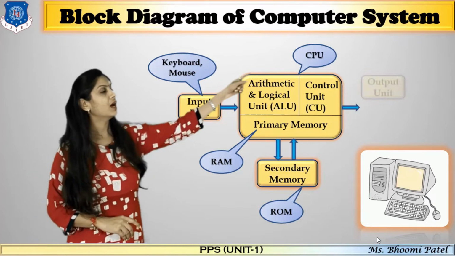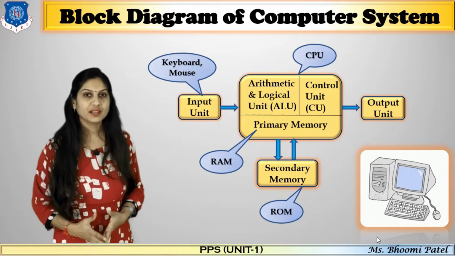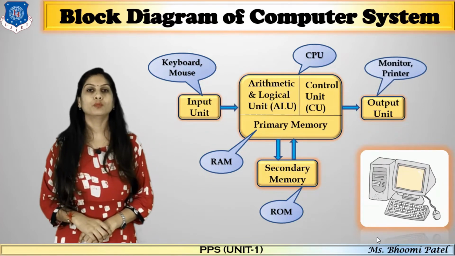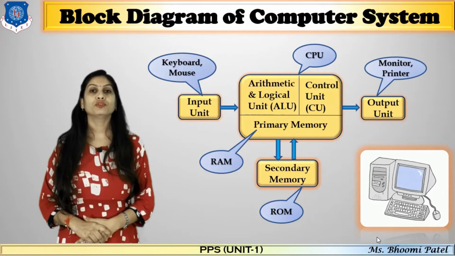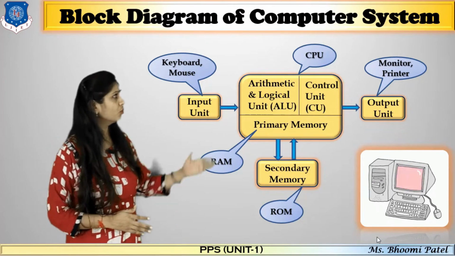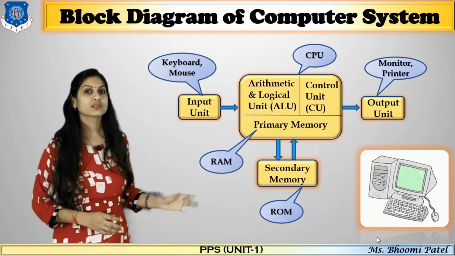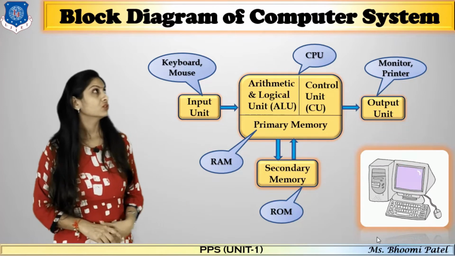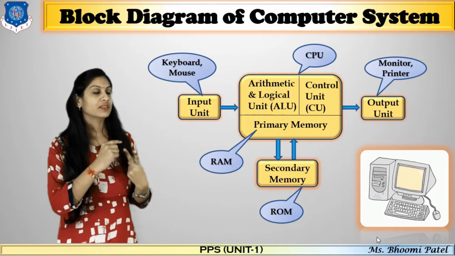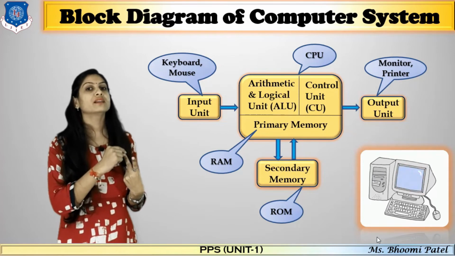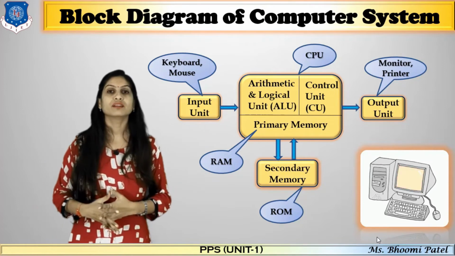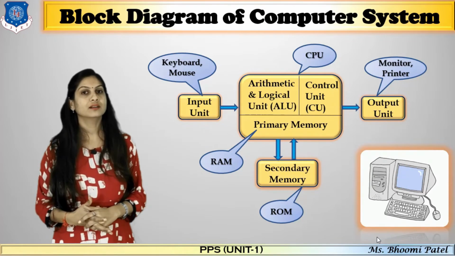Now the last unit is the output unit. After processing the data, some output is generated and that is displayed using our output unit. Examples of output units are monitor, printer, speakers and much more. All these units we can say are our hardware. So the computer system consists of two things, hardware and software. The keyboard, mouse as input, then RAM, ROM, then monitor, CPU, all these parts are nothing but our hardware, and the second part is software.